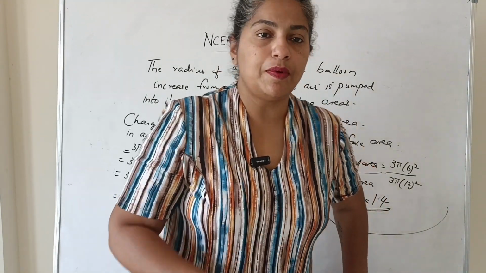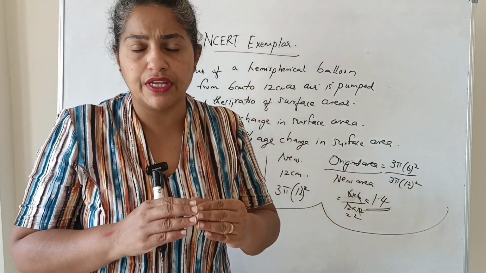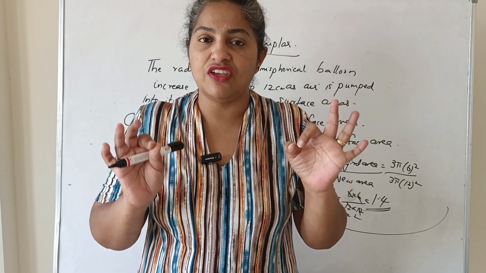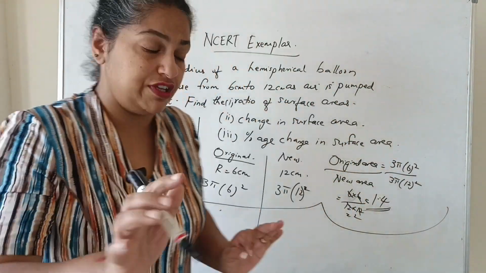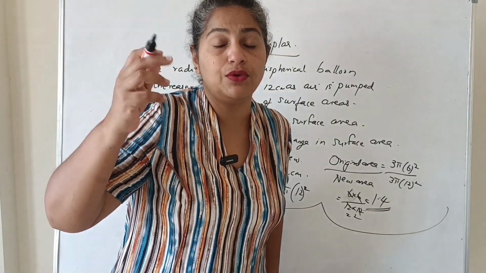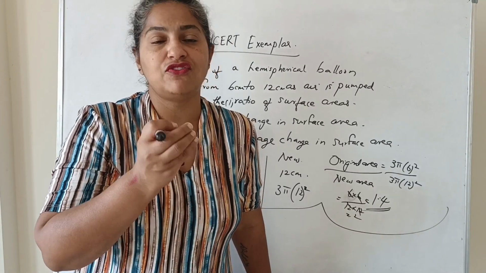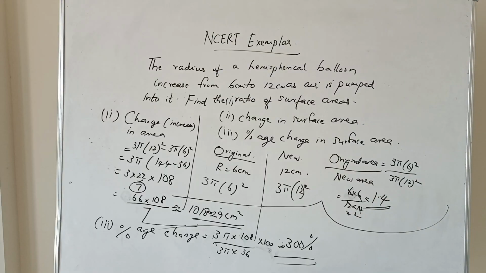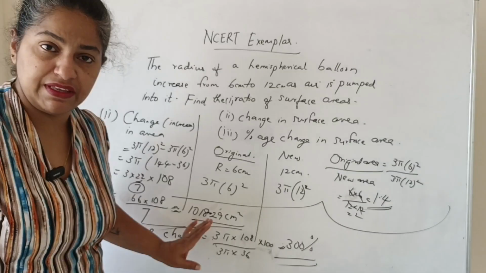Okay. Now the third part is the percentage change in the surface area. I have already told you that the percentage change is always given by the change divided by the original value into 100. Now let us see what is the value that we are getting. You will get the change or the increase in the surface area as 1018.29. This is an approximated value. The reason being it was not properly divisible by 7.